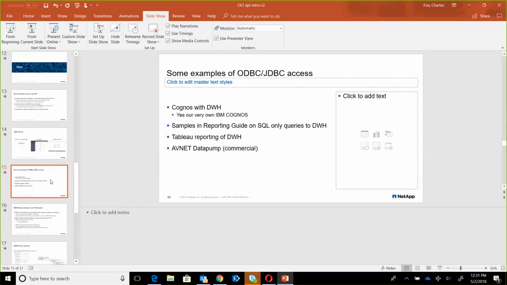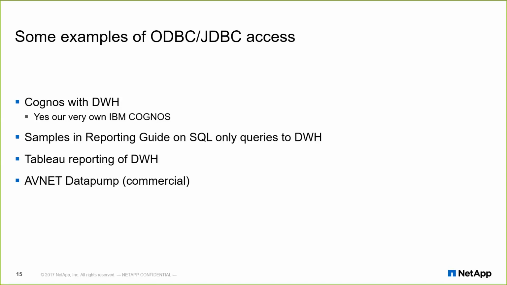So, some examples. Well, that was one, ServiceNow. Cognos itself, with the data warehouse, actually goes in and uses these same access mechanisms. So there's nothing magical about that.